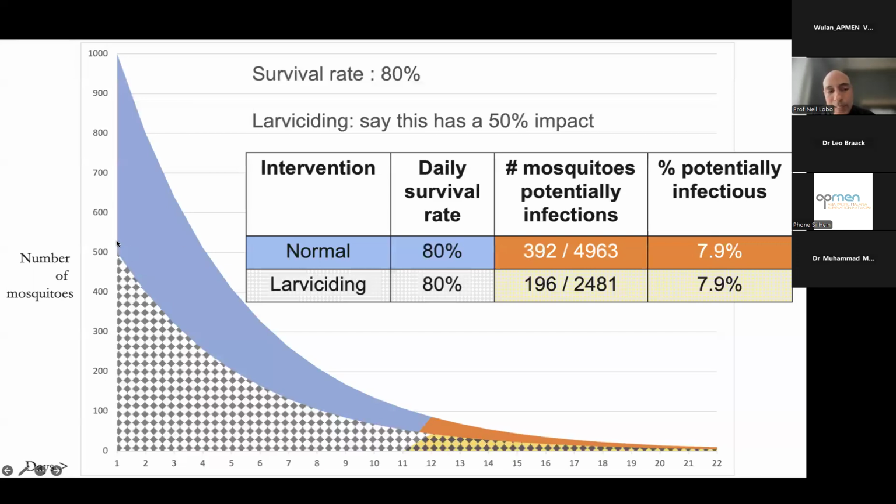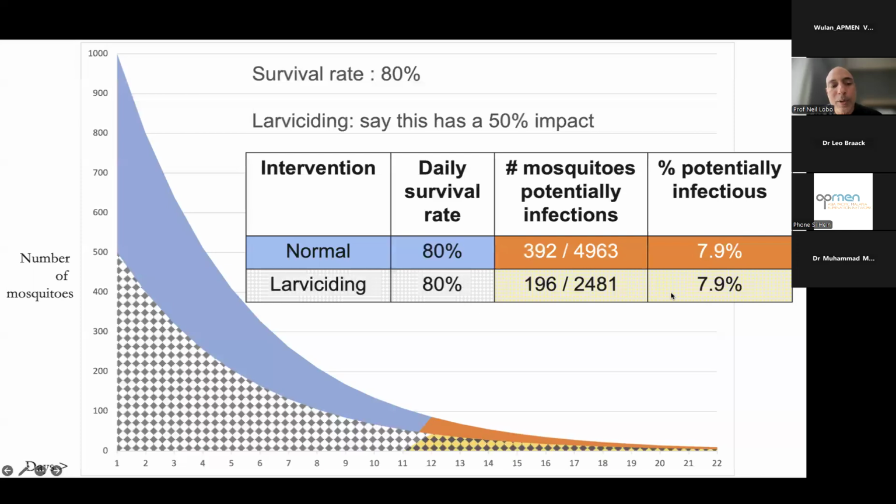If it was 60%, you drop it by 60%. If it was 40%, you drop it by 40%. So you can see how larviciding impacts your transmission, or your potential to transmit, the proportion of mosquitoes that can transmit malaria, differently than an adult intervention. Either way, your potentially infectious proportion would remain the same with larviciding.